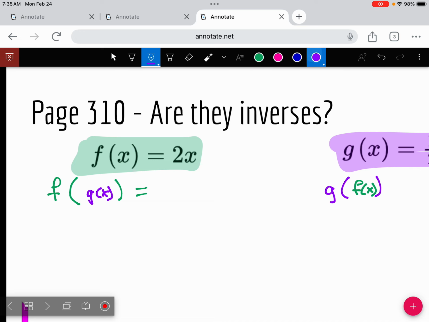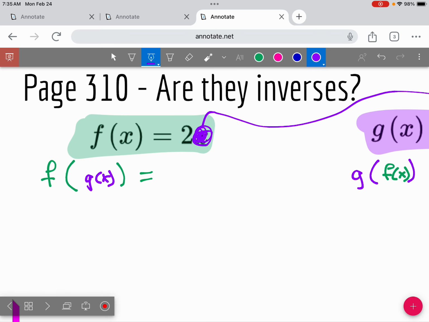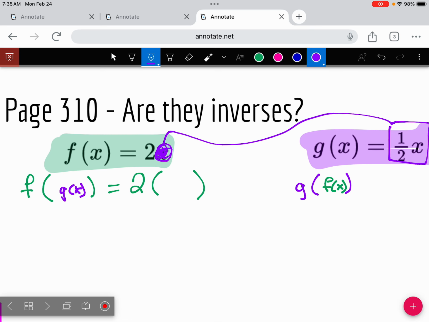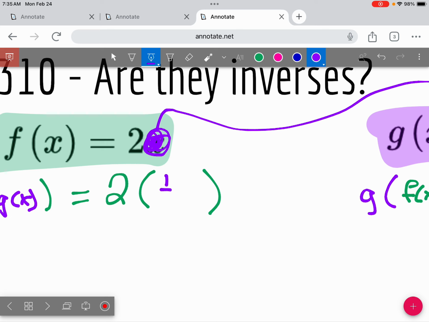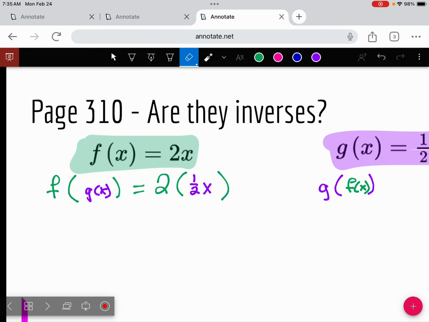So we need to take our g of x function. I know g of x equals this guy. And we need to substitute it in place of the x here. In place of, not next to. So we need to take our 2 times something. But the something, instead of being an x, is going to be what g of x is. Our 1/2 x. I'm going to get rid of that out of the way just so we can see stuff. So this is our f of g of x.